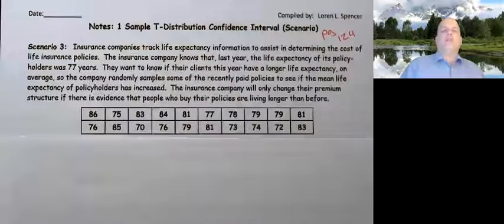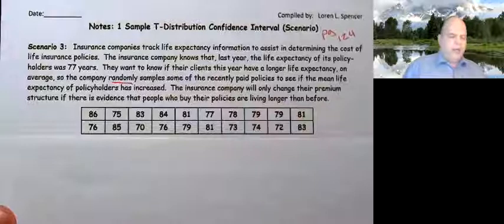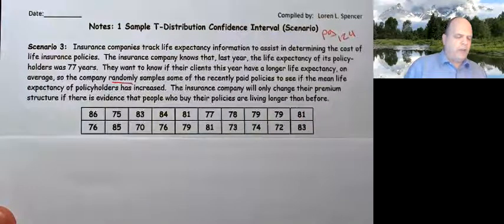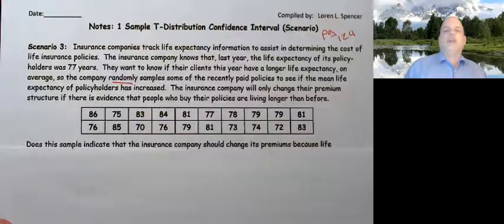So insurance companies track life expectancy information to assist in determining the cost of a life insurance policy. The insurance company knows that last year the life expectancy of its policyholders was 77 years. They want to know if their clients this year have a longer life expectancy on average. So the company randomly samples some of the recently paid policies to see if the mean life expectancy has increased. The insurance company will only change their premium structure if there's evidence that the people who buy their policies are living longer than before.